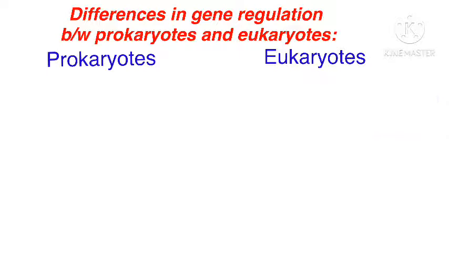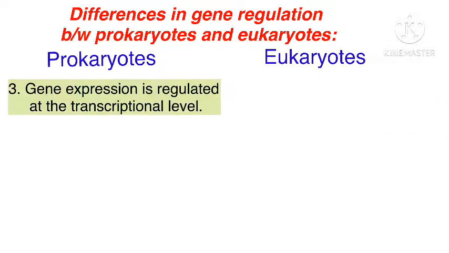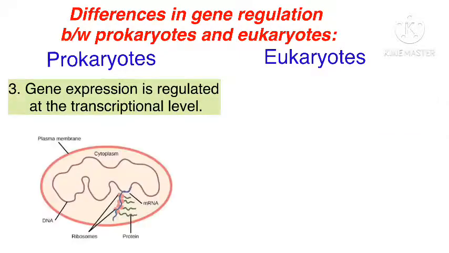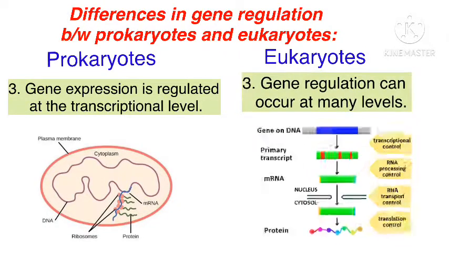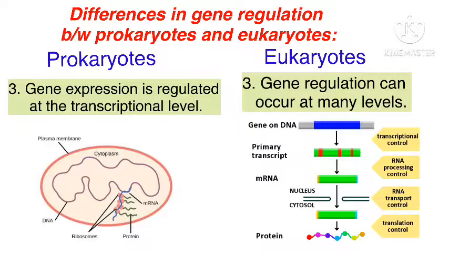Thirdly, the regulation of gene expression in prokaryotic cells occurs at the transcriptional level, while in eukaryotes, gene regulation is more complex. It could be regulated at the transcriptional level, at the RNA processing level, at the translational level, and also at the post-translational level. Of these different stages, gene expression is predominantly regulated at the transcriptional level in eukaryotes.